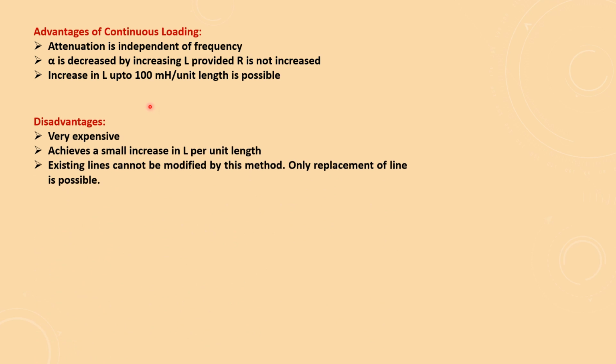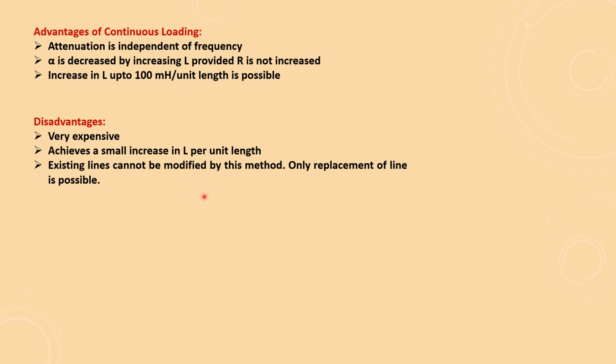Then what are the disadvantages? This continuous loading is very expensive, and the second point is that it achieves only a very small increase in the inductance per unit length. As I told you, we can only load up to 100 millihenry per unit length. That is also a disadvantage. And the third disadvantage is that the existing cables, existing lines, cannot be modified by this method. Only replacement is possible. We cannot modify the existing lines. So these are the advantages and disadvantages.